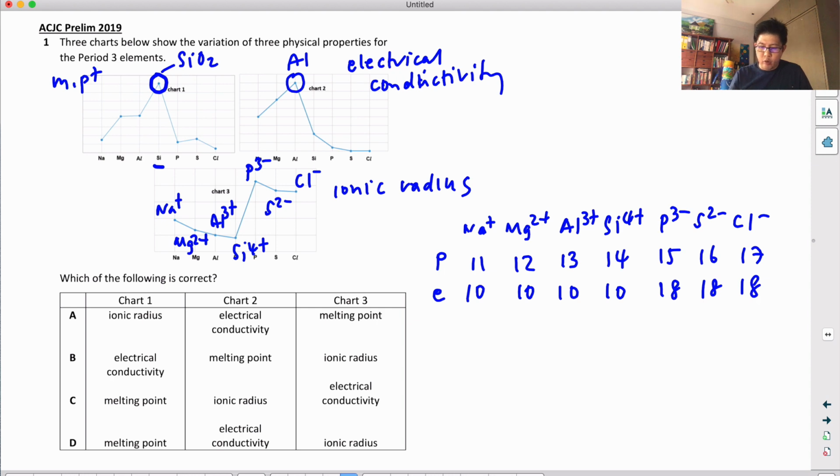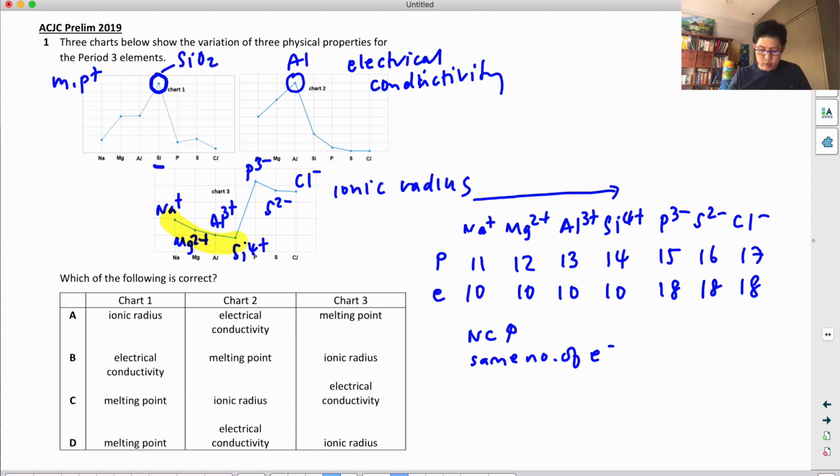So for sodium all the way to silicon, the nuclear charge increases but they have the same number of electrons. This means the nucleus can pull the electrons closer and closer, so the ionic radius must become smaller, as you can see it's becoming smaller.